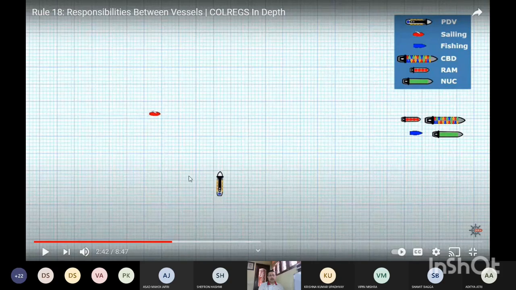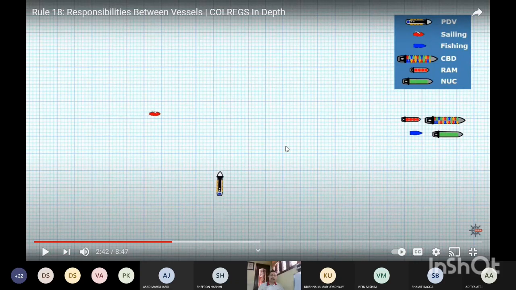The question is you have to keep clear. So can you alter course to port? Yes, I can. Can you alter course to starboard is my question to you. No, sir. It is not given in rule number 18. Rule number 18 alpha says you can take any action. Absolutely right. You can go to starboard, you can go to port.